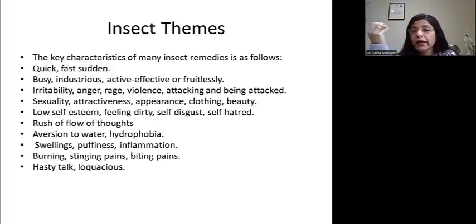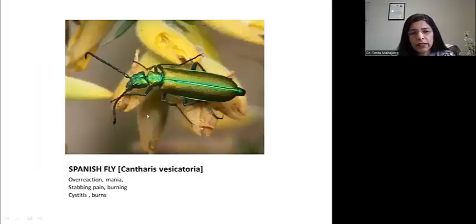Aversion to water and hydrophobia. Most of them have hydrophobia. And physically, you will see swelling, puffiness, inflammation, a lot of inflammation in the body. And their pains are usually burning, stinging pains, biting pains, you will see in cases. And their talk is hasty and loquacious. They are usually loquacious and they shift from one topic to other. So these are some of the examples of insect remedies.